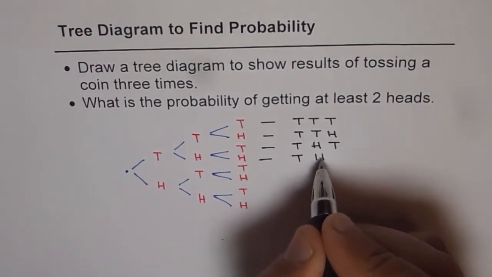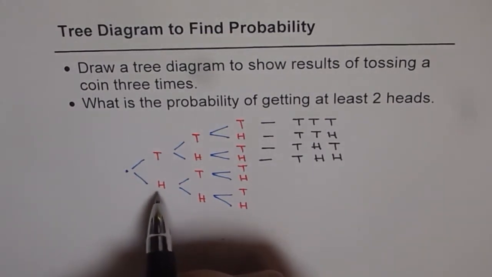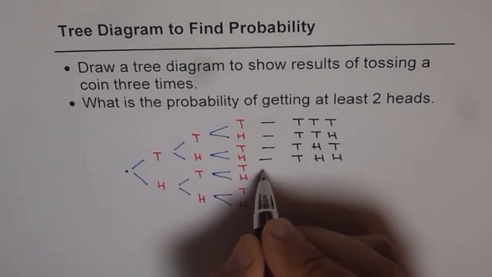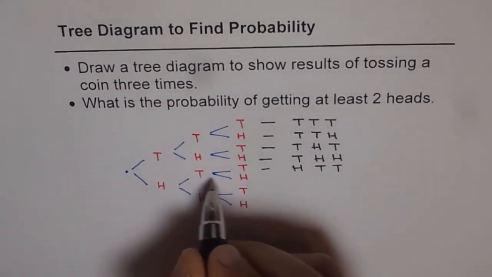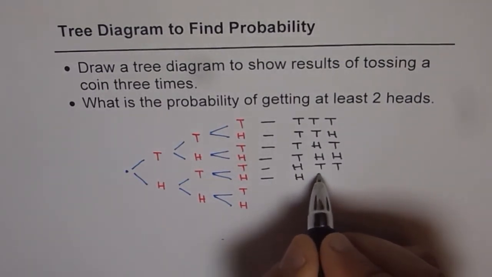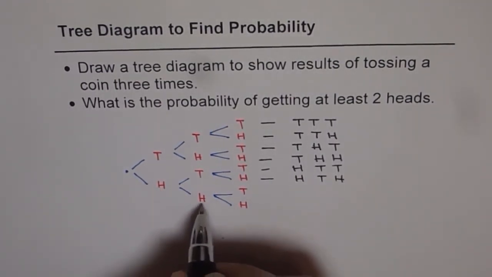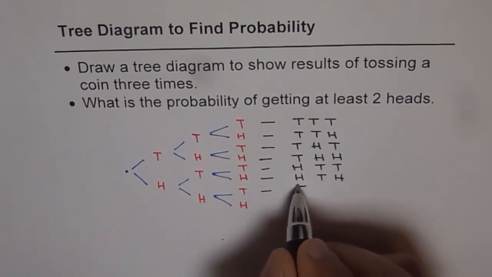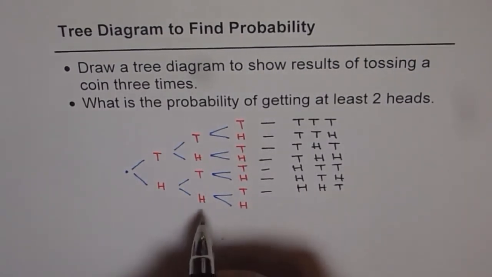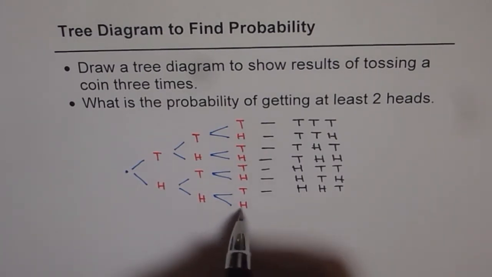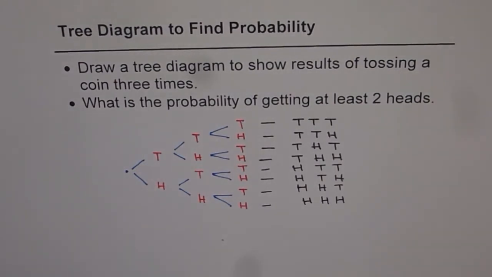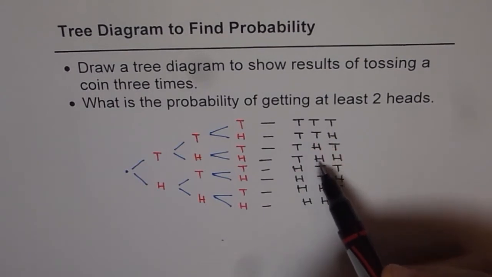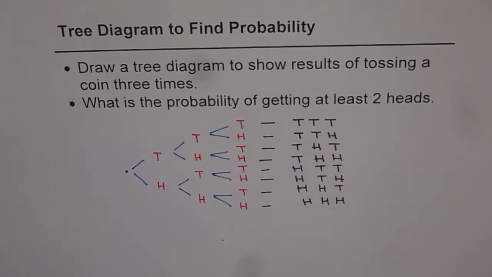Let's go through this branch now, which is head, tail, tail. Head, tail, head. Head, head, tail. And the last one for us is head, head, head. So you can see how many outcomes there are: 1, 2, 3, 4, 5, 6, 7, 8 outcomes.